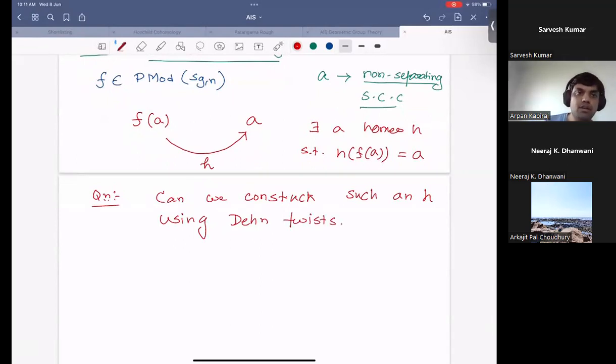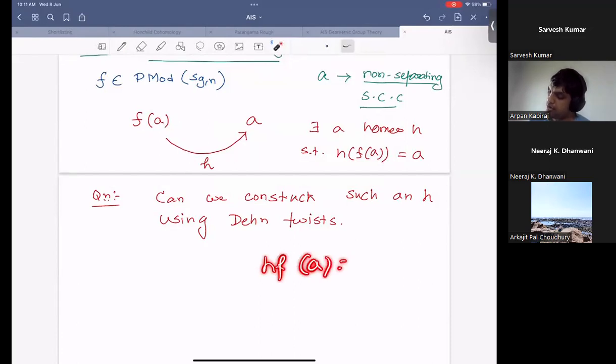Okay. So what happens if we can construct H as a product of Dehn twists? H composition F will take A to A. So if I have such an H, then H of FA is equal to A. Therefore H composition F is a homeomorphism on the surface minus A, so that goes down one genus. H of F is a homeomorphism on a lower genus surface.